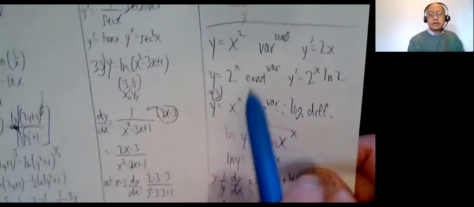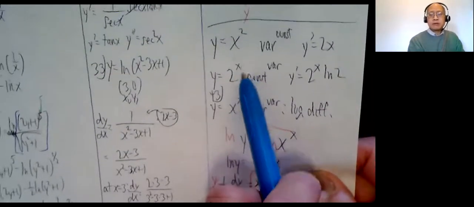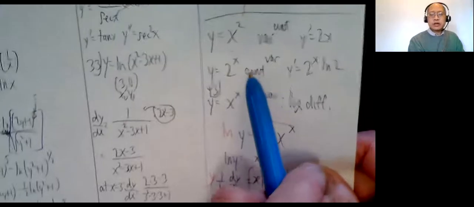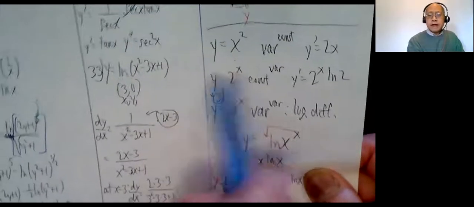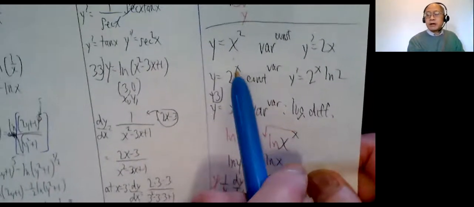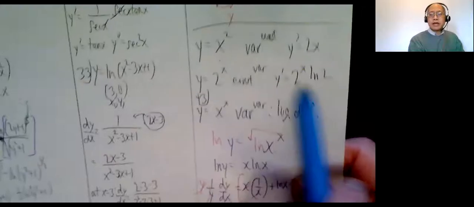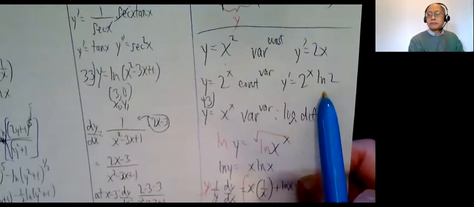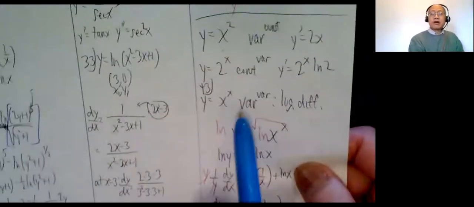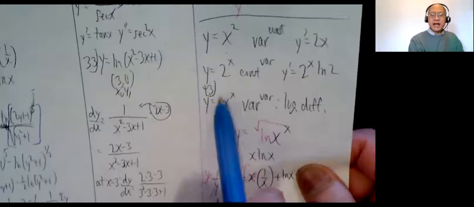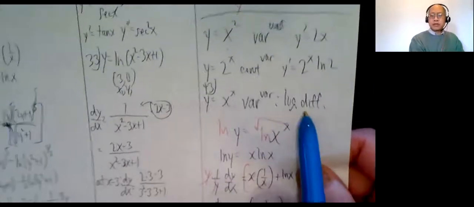Switch it. Suppose you have a constant to a variable. That's an exponential function. So don't go x to x minus 1. Derivative is 2 to the x ln 2. If you have a variable to a variable, x to the x, then do this logarithmic differentiation.